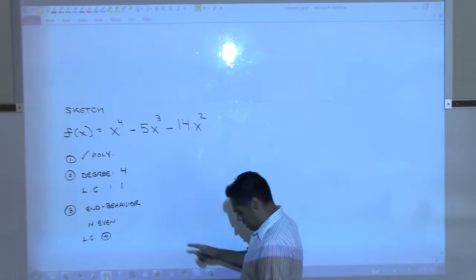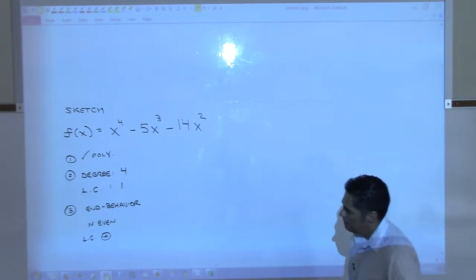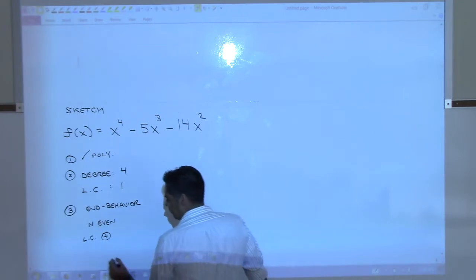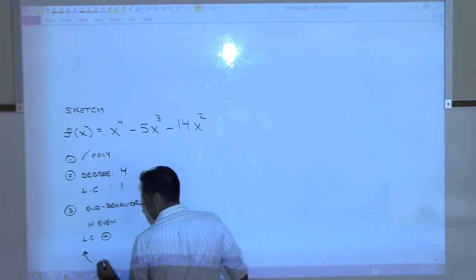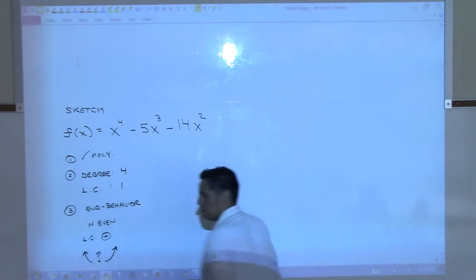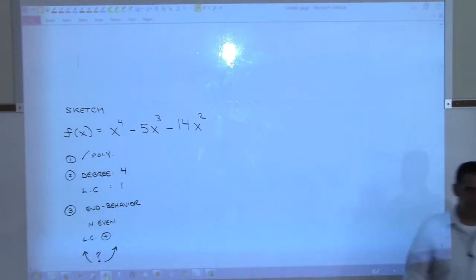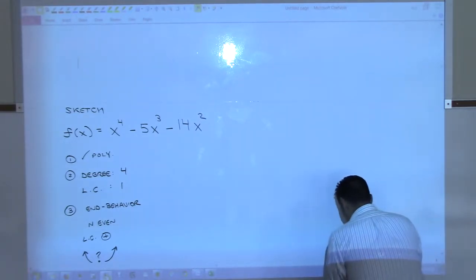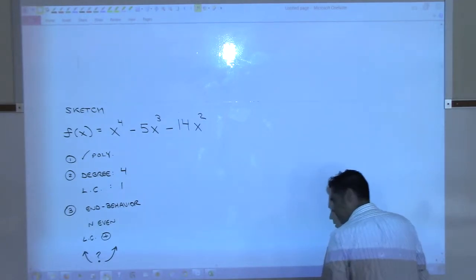So what does this tell us? This is going to tell us that it's up on the left, and up on the right, and in the middle, we have no idea, right? At this point, we don't know. Okay, we all good with this? Any questions? All right.